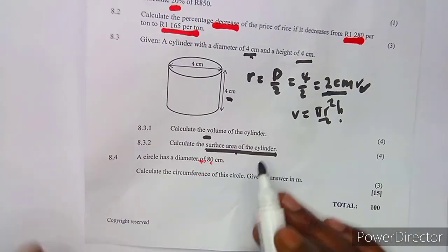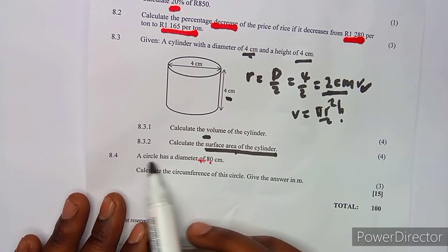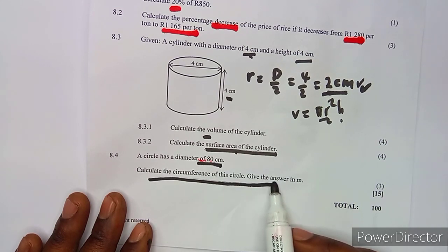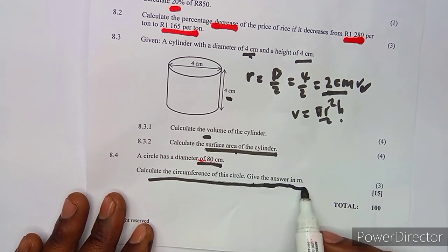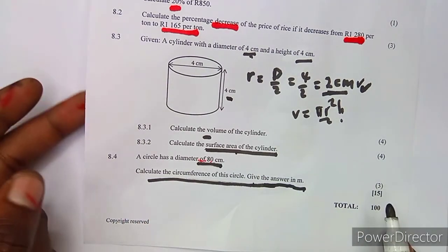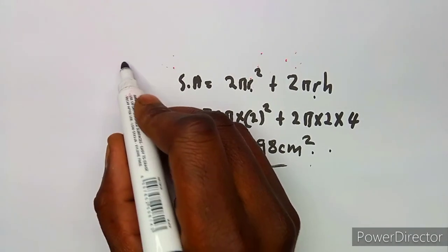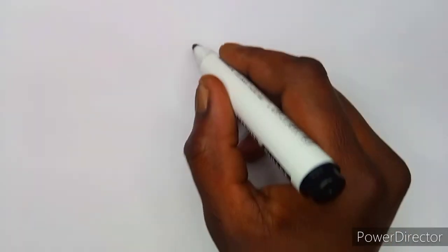Okay, then the other part, we are given that a circle has a diameter of 80 centimeters. Calculate the circumference of this circle. Give the answer in meters. Okay, so we need the circumference of a circle, guys, if we are given the diameter. So this was actually 8.3.2. So now we move on to 8.4.